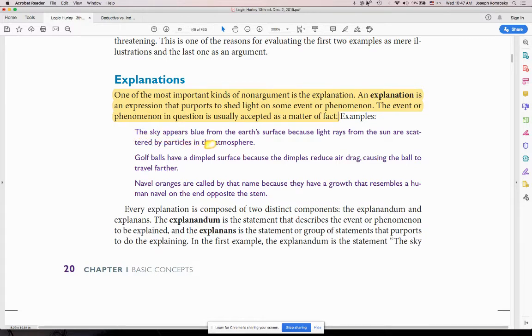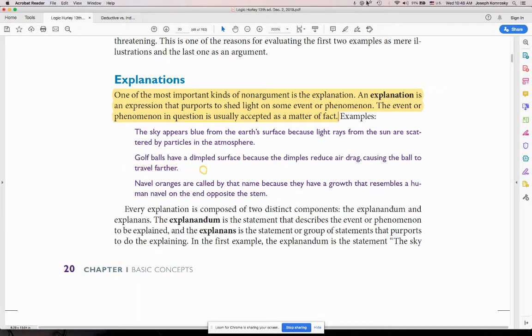The sky appears blue. That's a matter of fact, right? And then they're going to explain it. But why does it appear blue? Well, because, and on and on. And because, again, this is a premise indicating word, so you might think it's an argument. No. It's an explanation. Takes a matter of fact, sheds light on it.